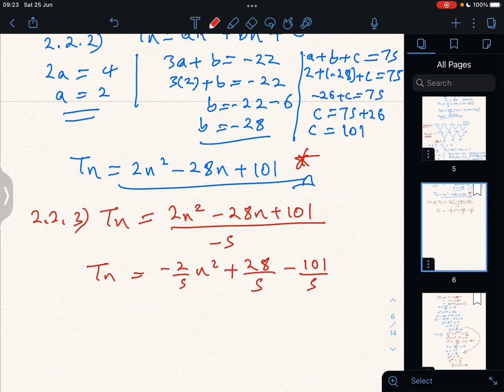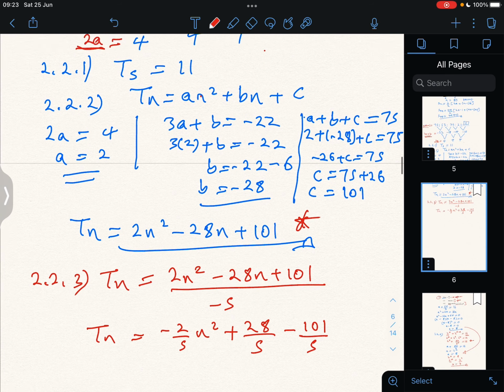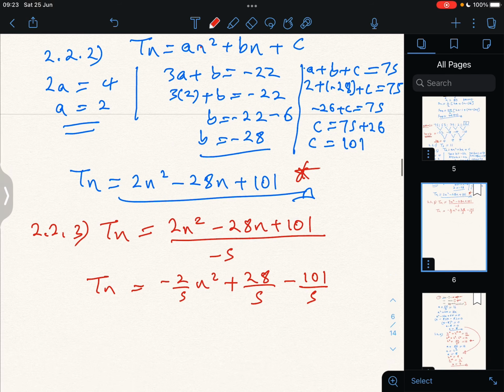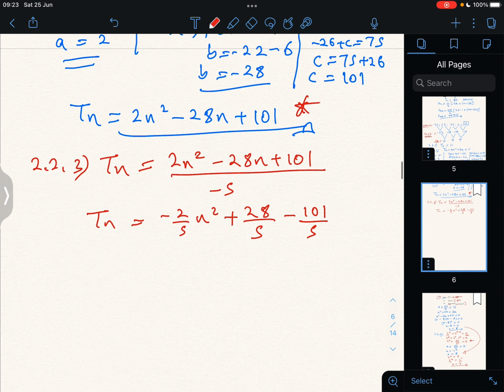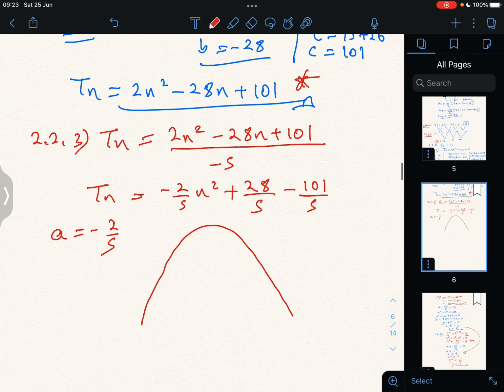So we are looking for the maximum value of this sequence. Basically we are looking for the turning point of this graph, because if we were to draw this, it will be like that, because the value of a is -2/5. So this would be a sad-face quadratic graph, so this is definitely the maximum here. This is the maximum, the turning point.